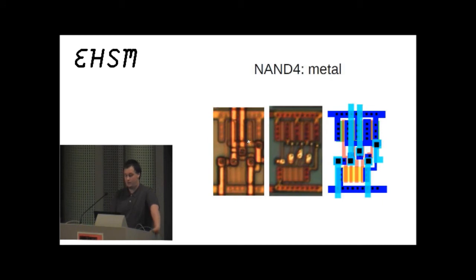So going back to this then, rails here, and laying down the metal. Once again, because these are larger up here, this is the P-doped, this is the N-doped. You can see some of the M1 right here, and the M2 contacts right here, and the M2 itself, which I've shown over here.